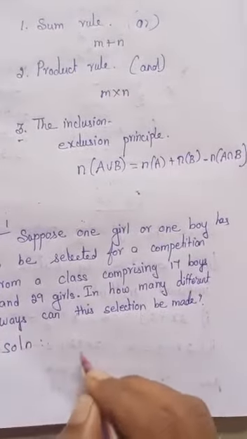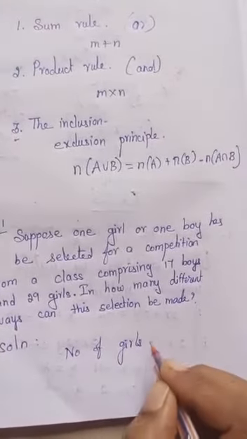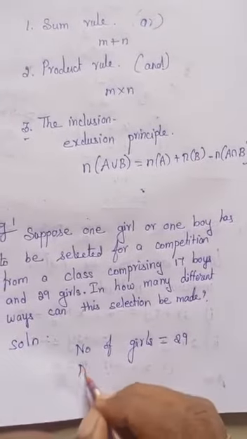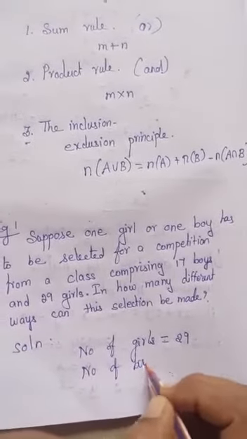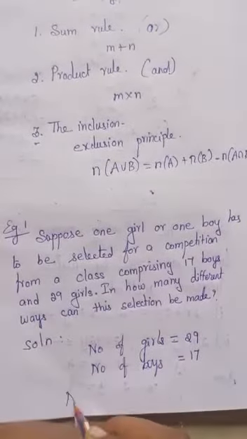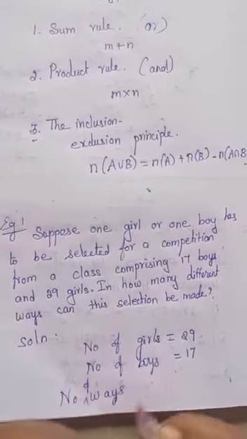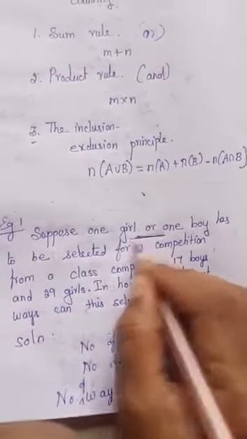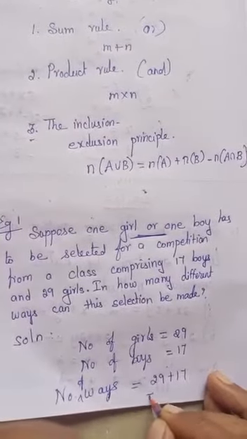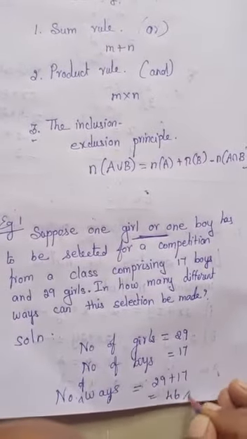See, number of girls is 29. The same way, number of boys equal to 17. Now, number of ways to be selected is equal to, since this is asked, this or, can use 29 plus 17. So how much we may get it? 46.